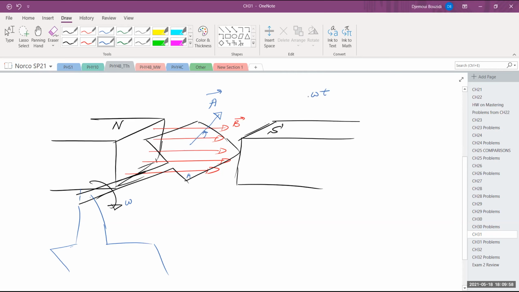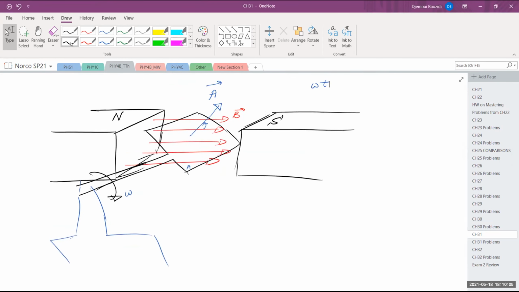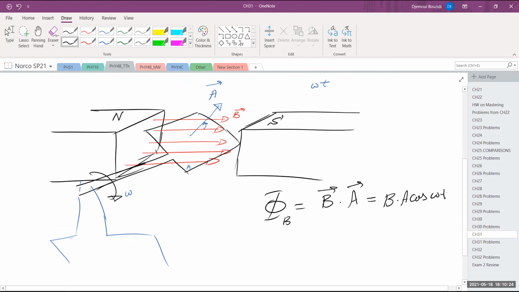Having said that, then I can do the dot product of these two vectors, B and A, to find the flux of the magnetic field. The flux of the magnetic field will be simply equal to the B field times the area, because you don't need to integrate over any area. The area is fixed, so there is no integration in here. The only thing that changes in this case is the angle between them. I'm going to write it as cosine of omega t, because the flux is changing with time.